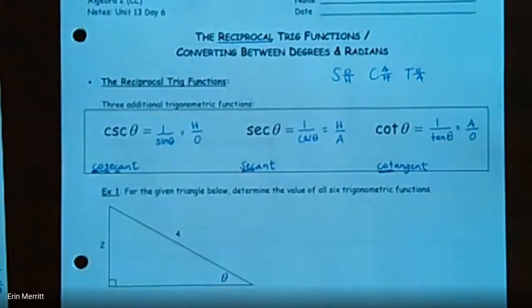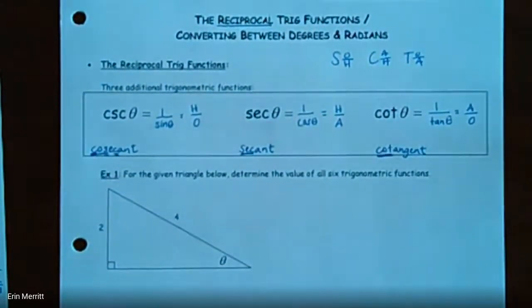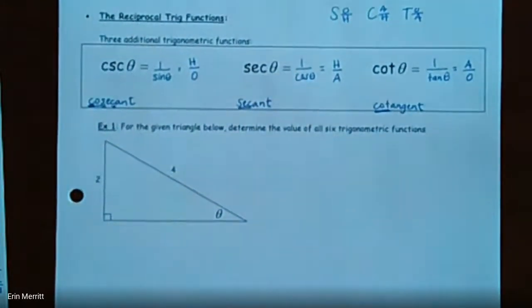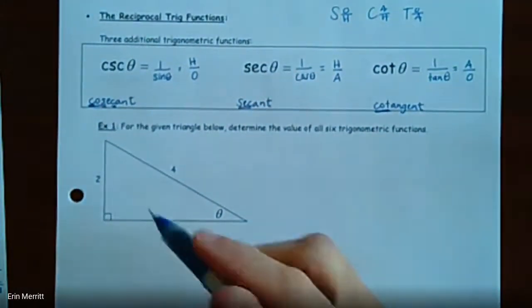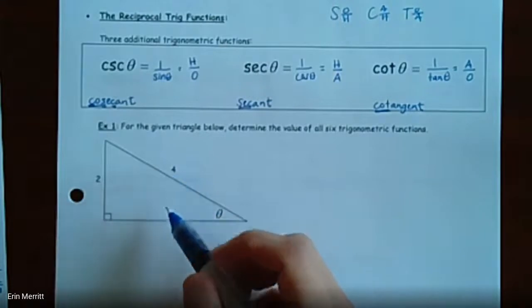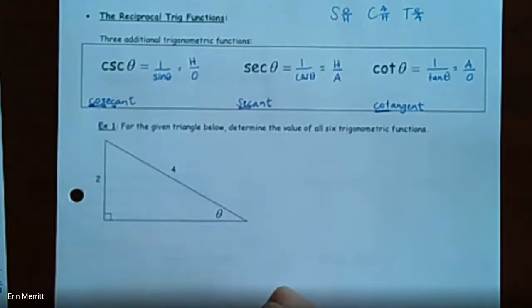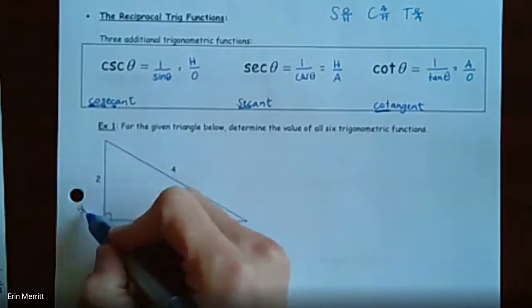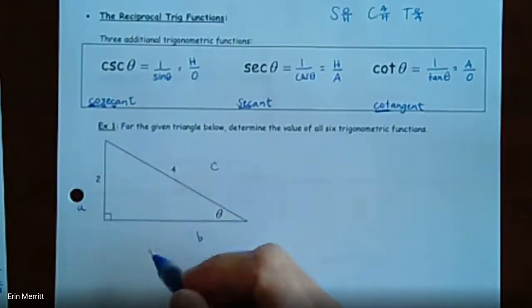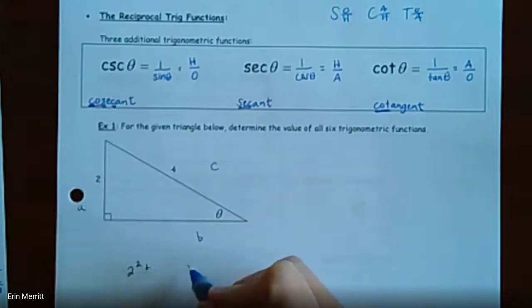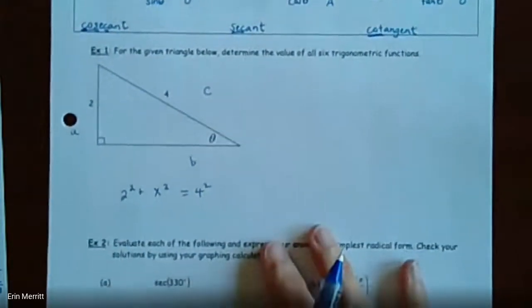All right, you have a triangle down here. What we want to do is go through and find the 6 trig ratios for it. So there's a couple of ways in which you can approach this one. But if you don't immediately know what this missing side length is, you can actually use a little Pythagorean theorem. So remind yourself that this would be A and B and C, and you can do 2 squared plus, we'll call it x squared equals 4 squared.